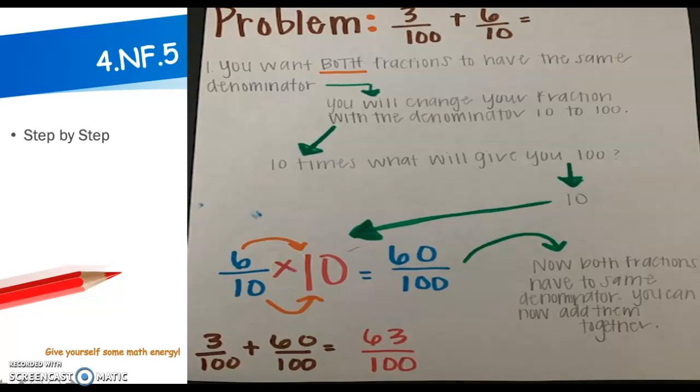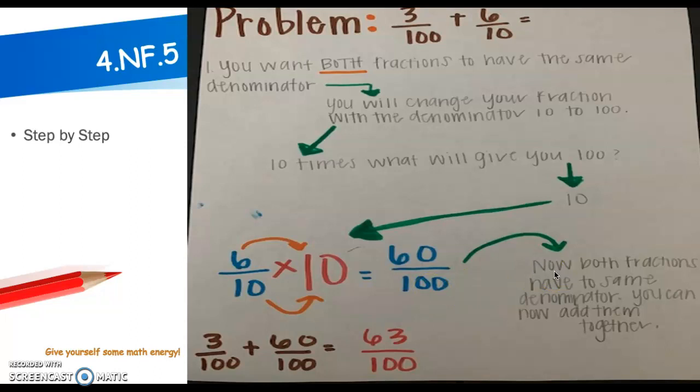So we know that our fraction with the 10 right here, we're going to take it and we're going to multiply it by 10 to get 100. So we multiply the whole thing, and we have to multiply the numerator and the denominator. We know that 6 times 10 is 60, and 10 times 10 is 100, okay? That gives us a new answer of 60 100ths. Now, both of our fractions have the same denominator.